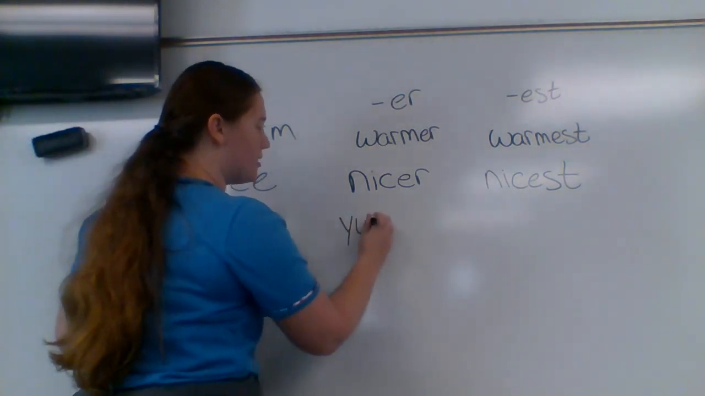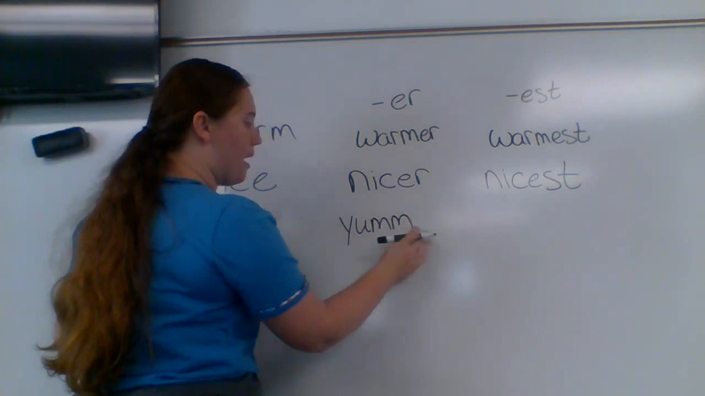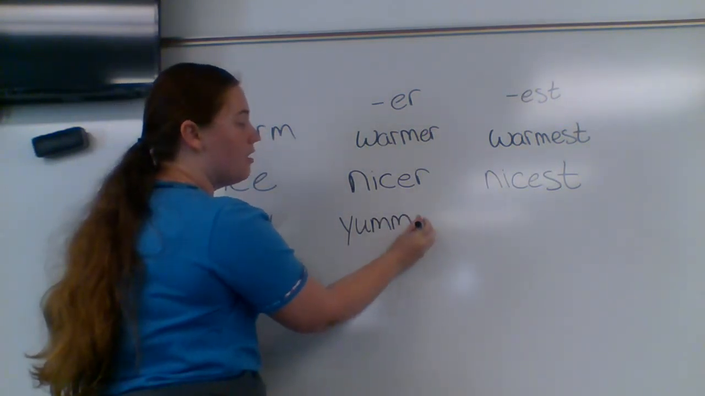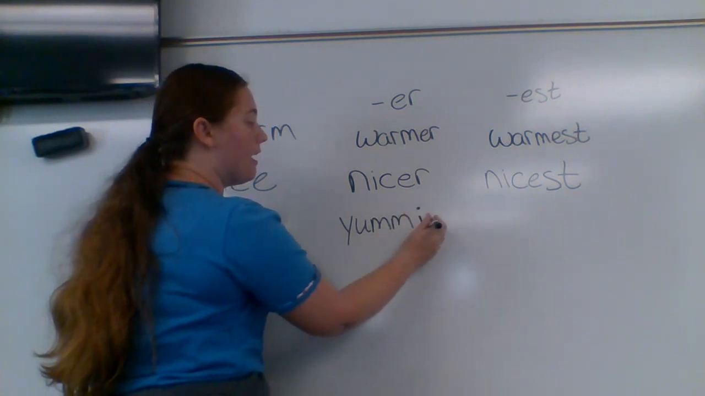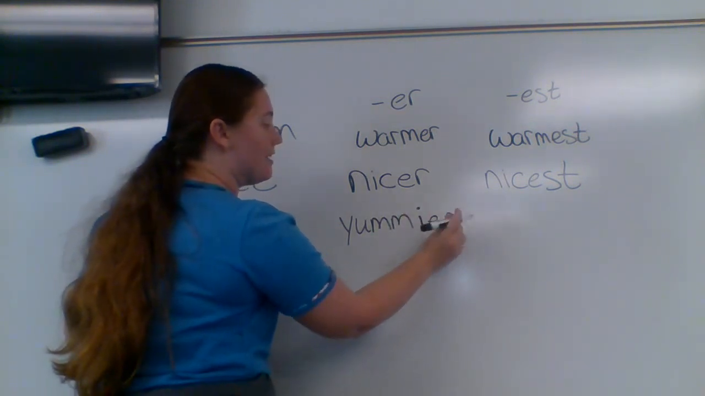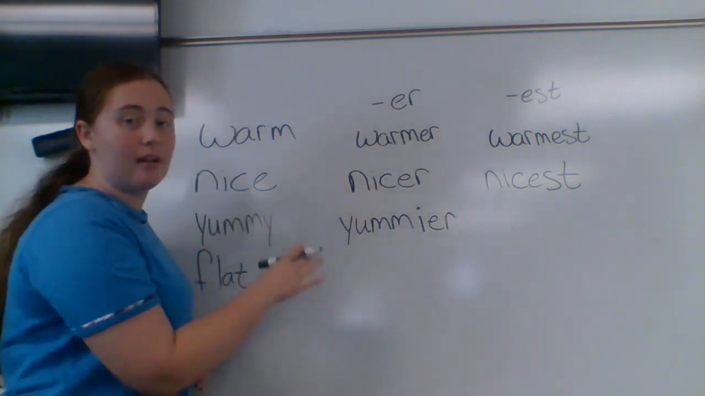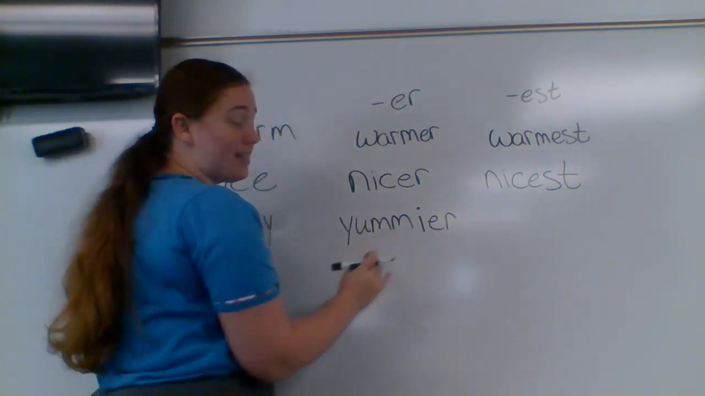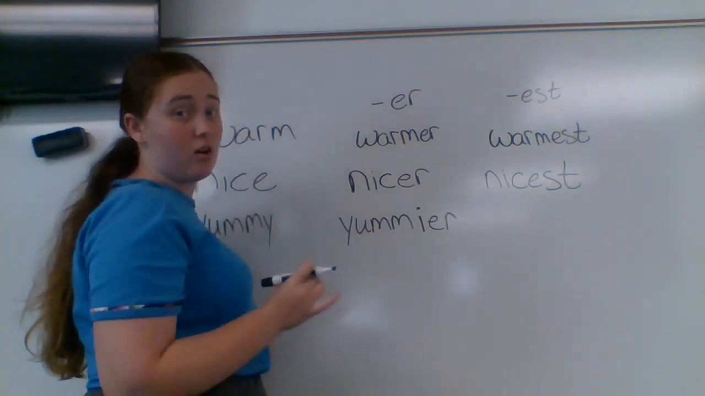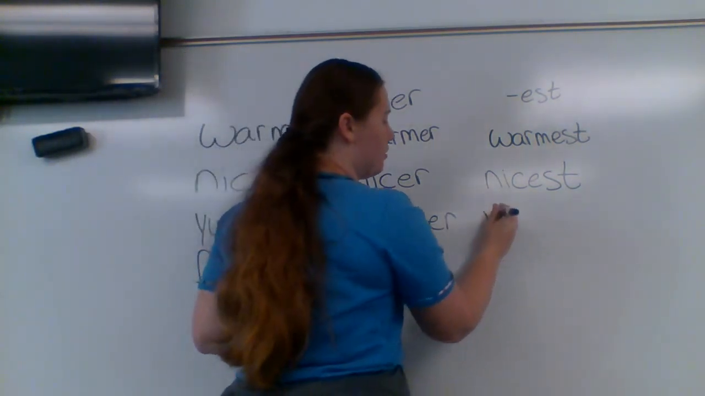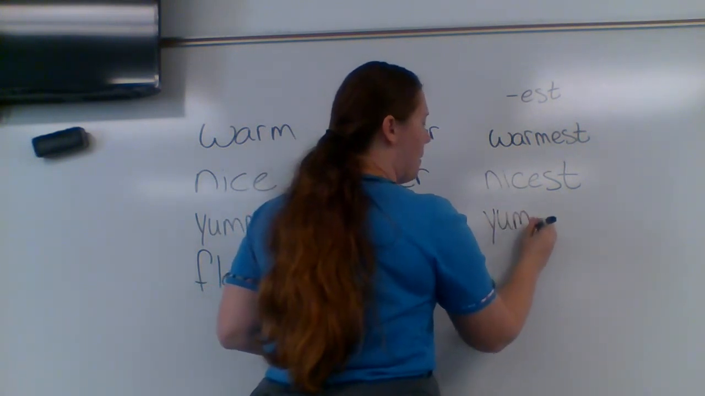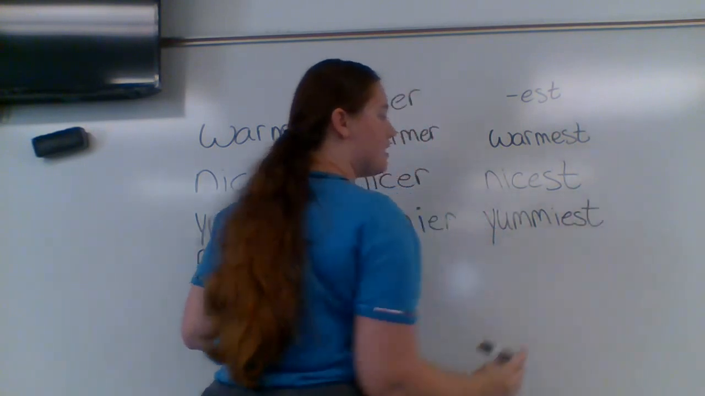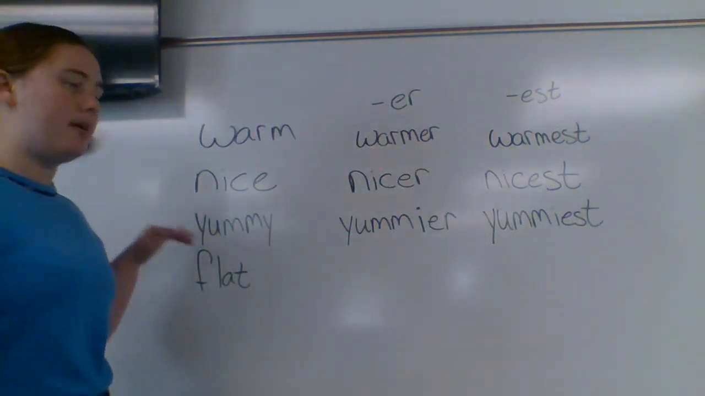So we have the word yummy, Y-U-M-M, and instead of Y, we're going to change the Y to an I and add E-R because we're making it yummier. The same thing with the word yummiest. We're going to do the same exact thing, except we're going to add E-S-T instead of E-R. So Y-U-M-M-I-E-S-T, yummiest.